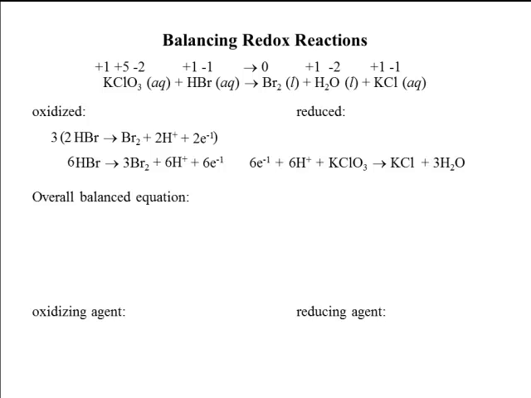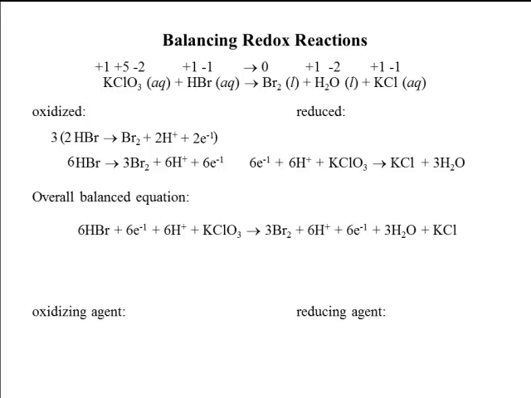So the best way to do this is from both half reactions, everything that's on the reactant side, write down, draw your arrow, then put down everything that's on the product side in both half reactions. Okay, so I have 6 HBr, those are coming from my oxidation half reaction, plus 6 electrons plus 6 H pluses plus KClO3, that's coming from my reduction half reaction. Those are all the reactants from both equations. Then I wrote down all the products from both equations.